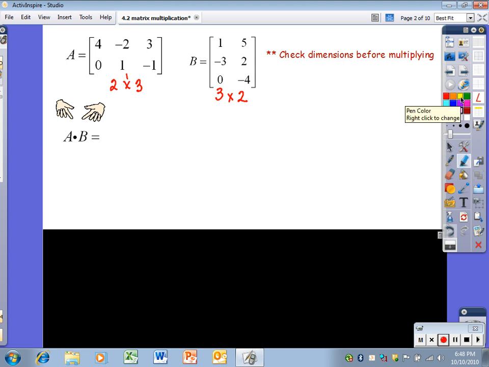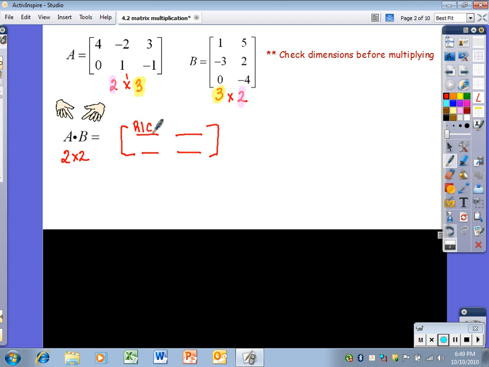Let's check if these inside dimensions match. So can I take a 2 by 3 times a 3 by 2? The answer is yes, so my result would be a 2 by 2, where I look at the rows of the first by the columns of the last. So that is a 2 by 2. So I'm going to create my little mapping so I know what to multiply. 1, 2 by 1, 2.